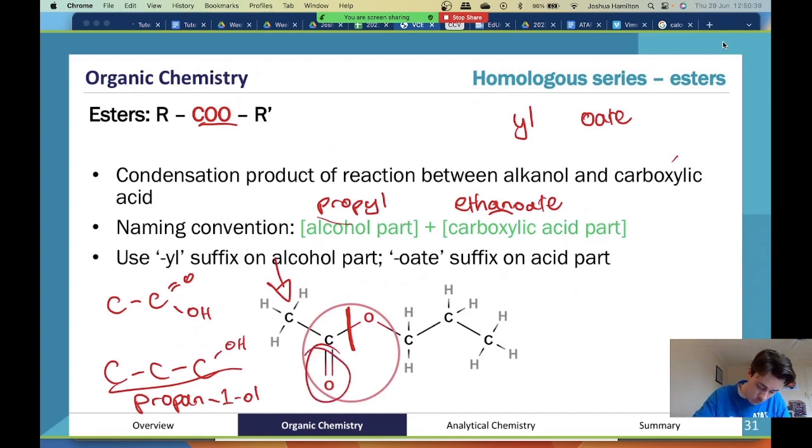So this side is 1, 2. So my carboxylic acid was ethanoic acid. So I'm going to have ethanoate. What about my alcohol? My alcohol was 1, 2, 3. So this was my alcohol, and it was exactly like what we wrote before. It's going to be propyl ethanoate. Now, 2 words, so there is a break in there. There is a gap. But that is propyl ethanoate.